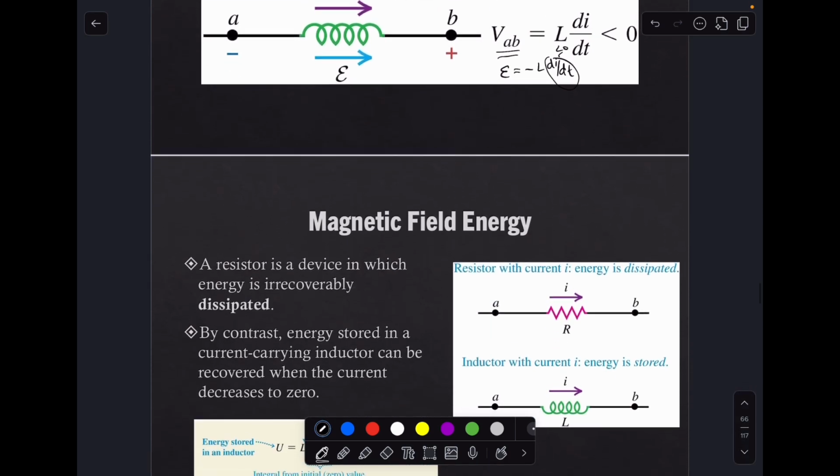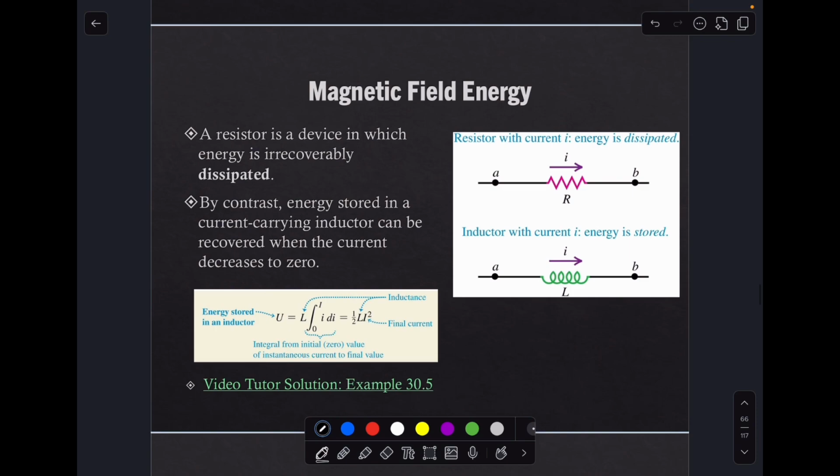So the final section that I want to talk about that will be tested on in the final exam, which is not comprehensive, by the way, is the energy stored in a magnetic field. So you may not realize it, but fields, like electric fields and magnetic fields, they store energy.